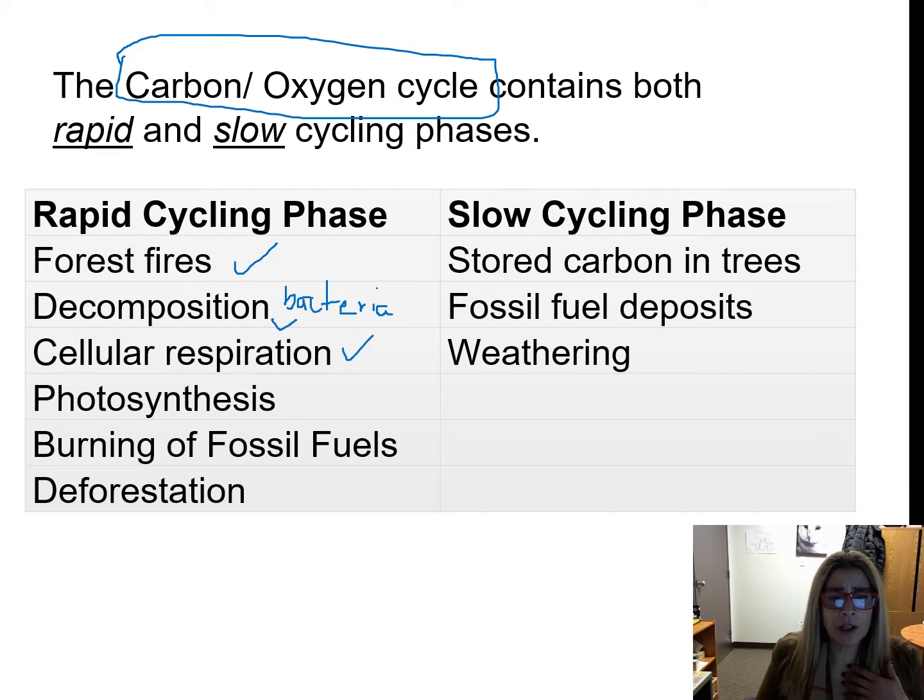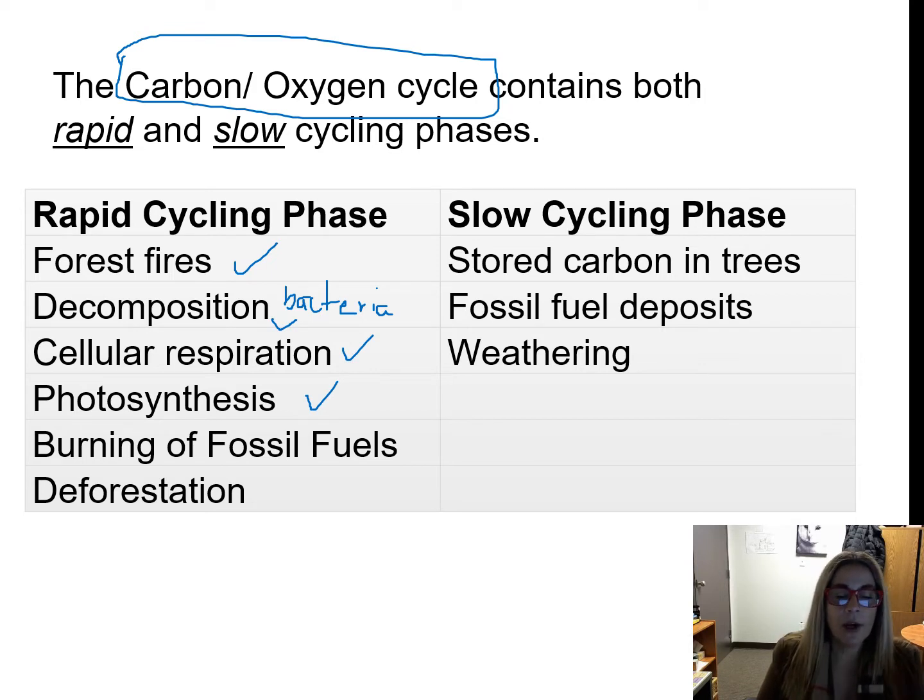Cellular respiration, we talked about already, is the mechanism by which your body converts stored energy in the form of glucose into ATP. And as we go through the processes involved in cellular respiration, CO2 is released along the way, primarily in the Krebs cycle. Photosynthesis is also rapid cycling, but that is the opposite of cellular respiration. Photosynthesis takes CO2 away from the atmosphere as opposed to putting it in. So keep in mind that when we talk about rapid versus slow cycling, we're talking about the movement of carbon through the ecosphere.